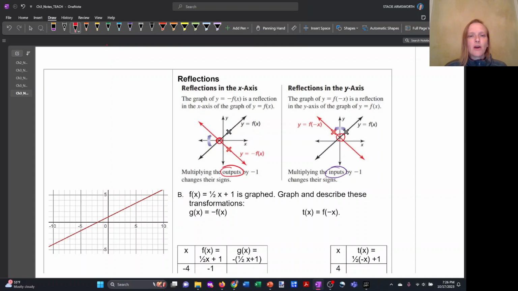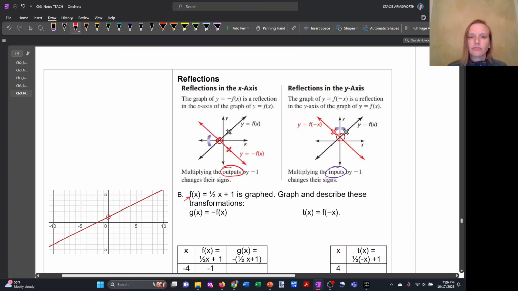If we start with the original function, f of x equals 1/2 x plus 1, we've got the graph here with a y-intercept at 1 and a slope of 1/2. That means for every 1 we go up, we go to the right 2. And for g of x, we're going to evaluate f of x and then multiply by -1. So here we are affecting the output values.